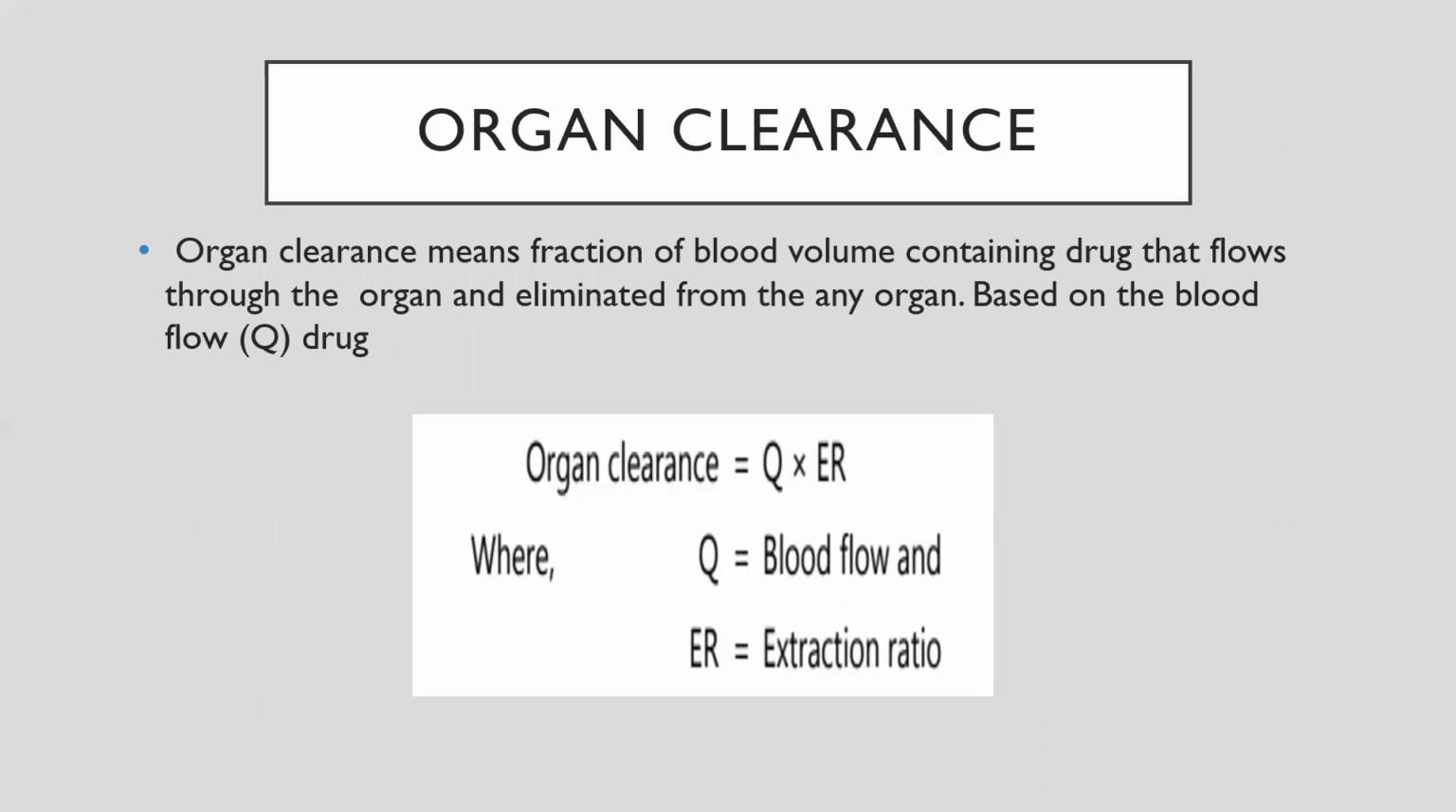Next point, that is organ clearance. So what is organ clearance? Clearance, we know, is the volume of plasma from which the drug is completely removed per unit time by any organ. The organ clearance means the fraction of the blood volume containing drug which flows through the organ and can be eliminated from that organ, based upon the blood flow.